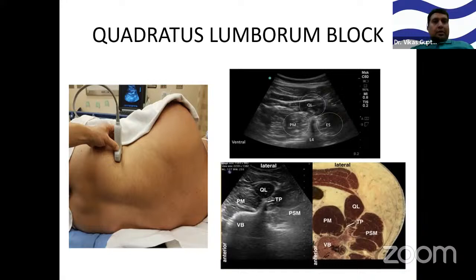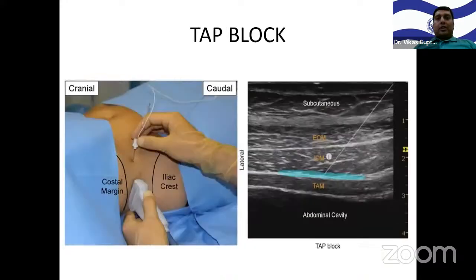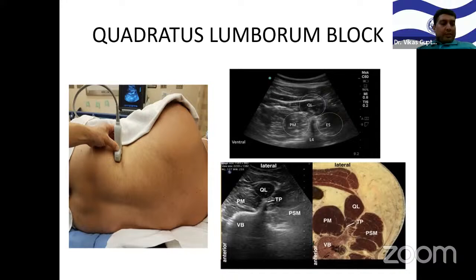Now we will come to the abdominal blocks. First, I will discuss the quadratus lumborum block. Then we will discuss the TAP block and rectus sheath block. These are the three types of block we are giving for abdominal surgeries.